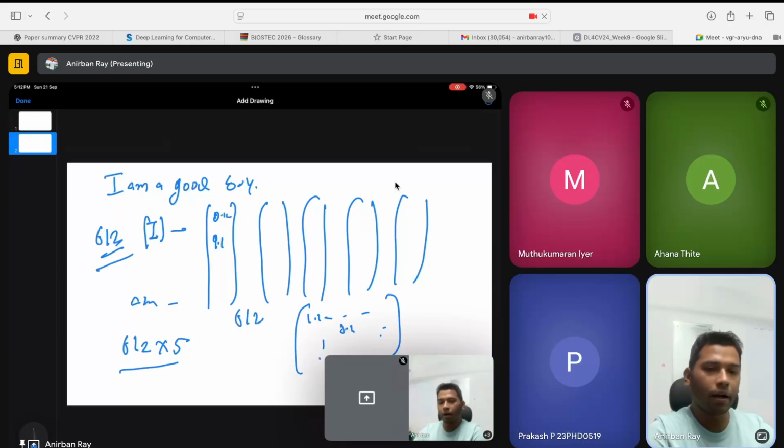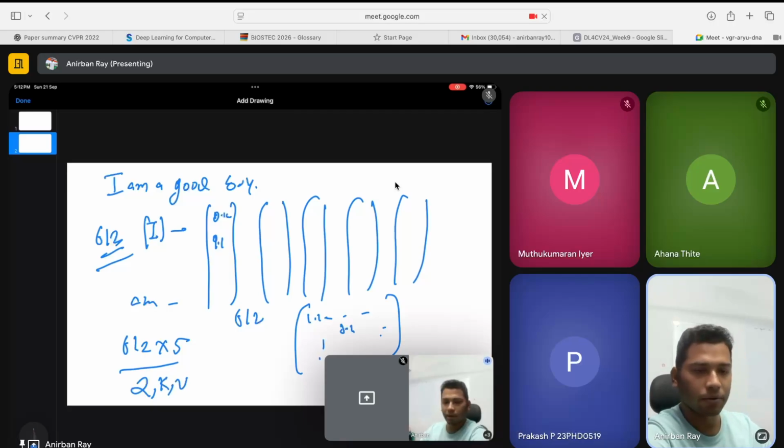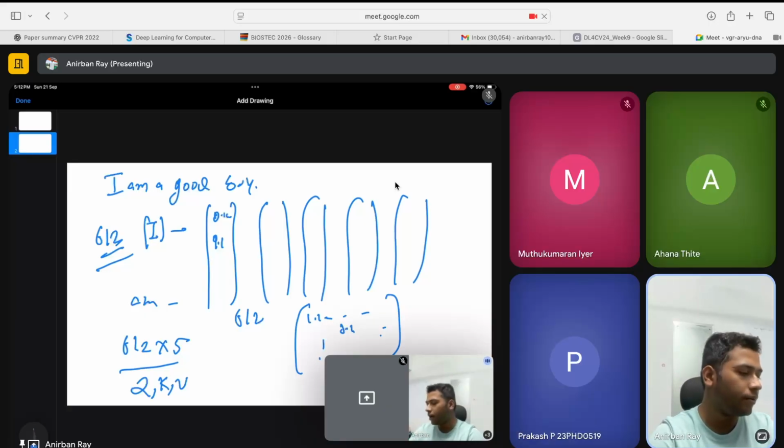This matrix is called the query matrix. The key, query, and value are all the same, actually. They are not different. So Q, K, and V all have the same values, and the dimension in this case is 612 cross 5. So this is the embedding matrix.